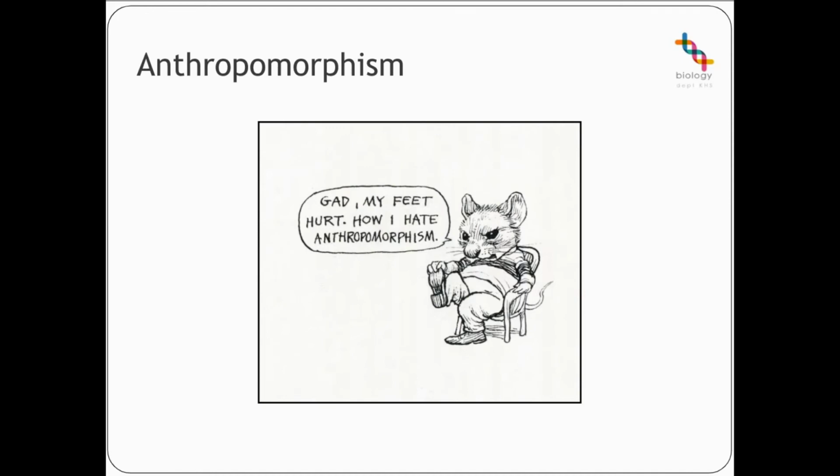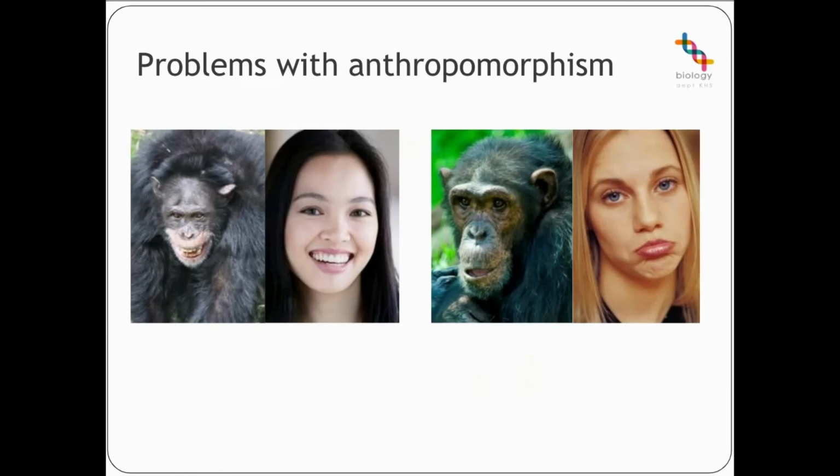Finally, we need to consider the risk of anthropomorphism, and this is when we attribute ideas of human motivation, traits, emotions or intentions to non-human entities. And this can be a problem because different species have different responses compared to human responses. So looking at this example on the left, we've got a smiling happy chimp and a smiling happy person. However, while that's a happy grin for a human, that's actually a fear grin for a chimpanzee.